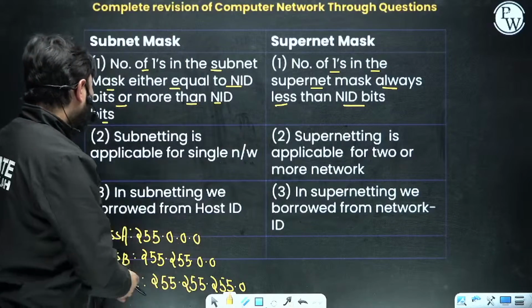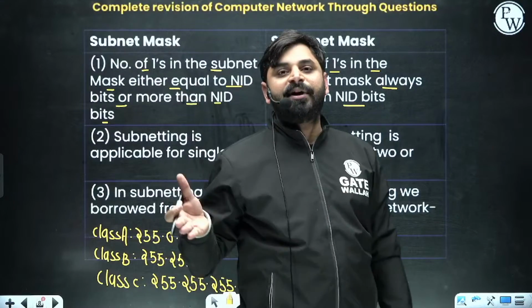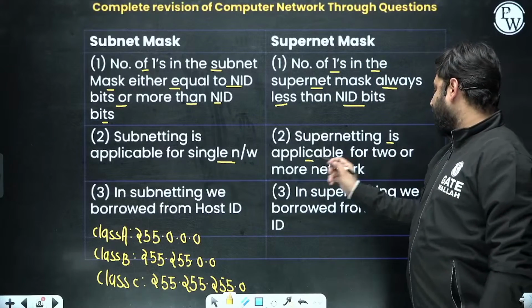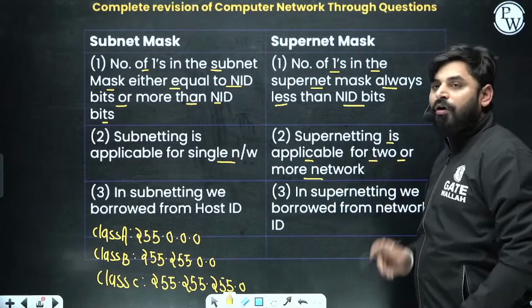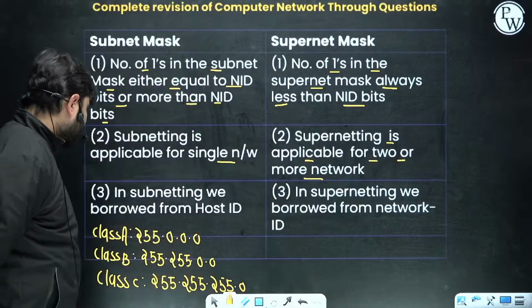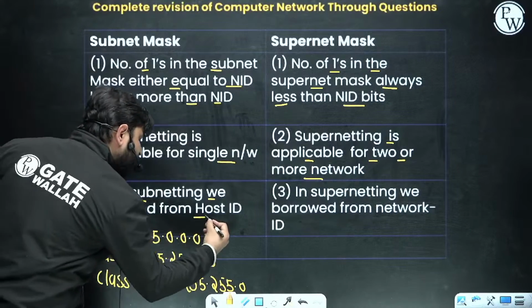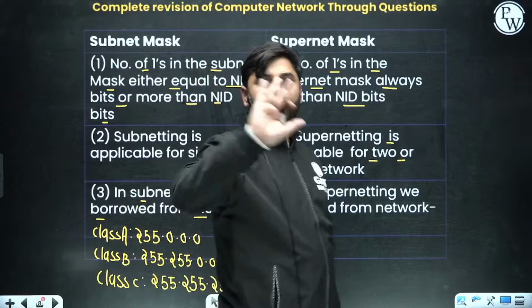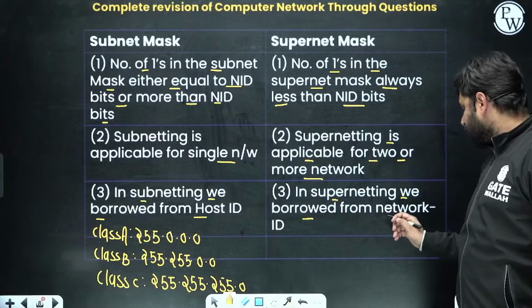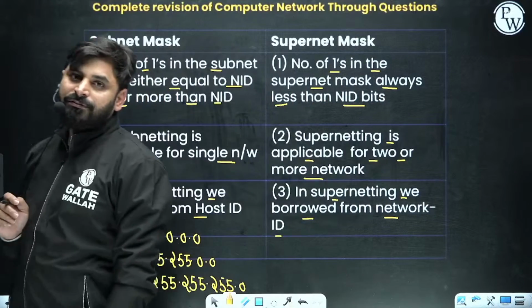Now, subnetting is applicable only for a single network. We divide a single network into multiple subnets. Now, supernetting is applicable for two or more networks. On a single network, we cannot apply supernetting. This is point number 2. Point number 3. In subnetting, we borrow from the host ID part. In supernetting, we always borrow from the network ID. Is it clear to everyone?